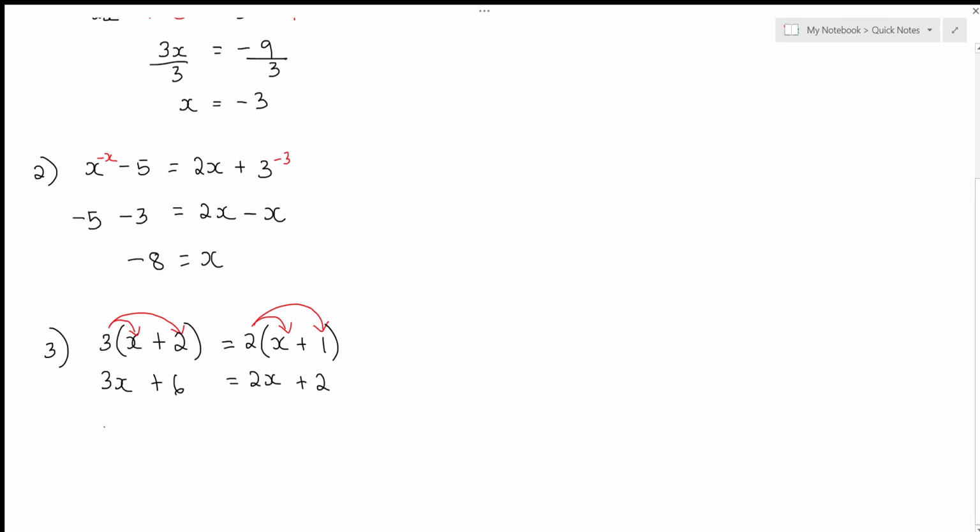Now here we're going to move our letters to one side and our numbers to one side. So I have 3x on the left hand side. On the right hand side I have 2x, and my 3x is bigger than my 2x, so therefore I keep the x on the left. And I'm going to move my 2x to the left. So in order to do that, I need to minus 2x on this side. Therefore I'm going to minus 2x on the left hand side. I have positive 6 on the left hand side, so I'm going to minus 6 on the left hand side. Therefore I need to minus 6 on the right hand side. So here I will have x equal to negative 4.